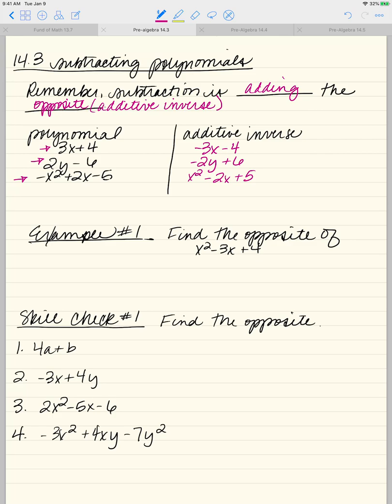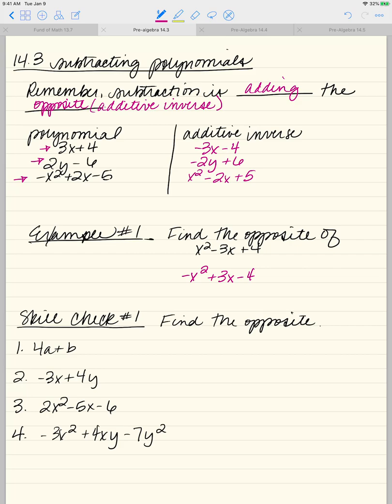Okay, so just make sure you're comfortable with opposites, slash additive inverses. Remember, those terms are synonymous with one another. So example number 1, find the opposite of x squared minus 3x plus 4. We're just going to find the additive inverse or the opposite of each one of the terms in this trinomial. So x squared becomes negative x squared, negative 3x or subtracting 3x. The additive inverse of that would be to add 3x. The additive inverse of adding 4 would be subtracting 4.